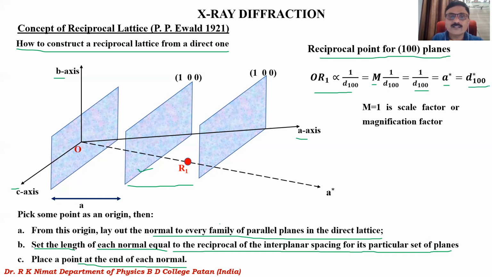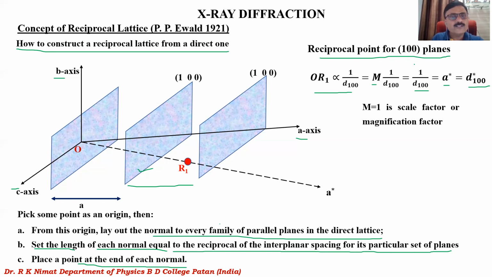So like that one can construct the reciprocal lattice point in one dimension. Why are we calling it one dimension? Because the plane is parallel to the remaining two axes. It is parallel to the B axis and it is parallel to the C axis. It is not making intercepts along the B axis and C axis. That's why it is called the one dimensional reciprocal lattice. It makes an intercept only along the A axis. So that is how you can construct the reciprocal lattice point in one dimension.